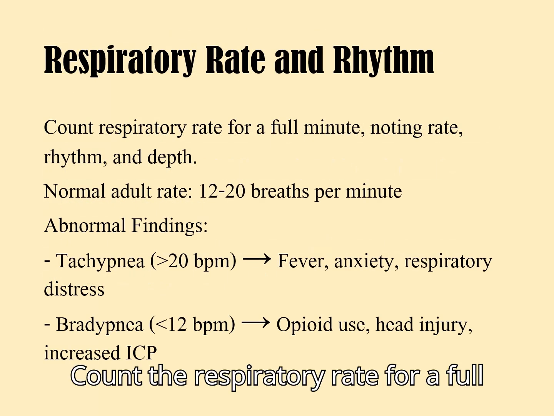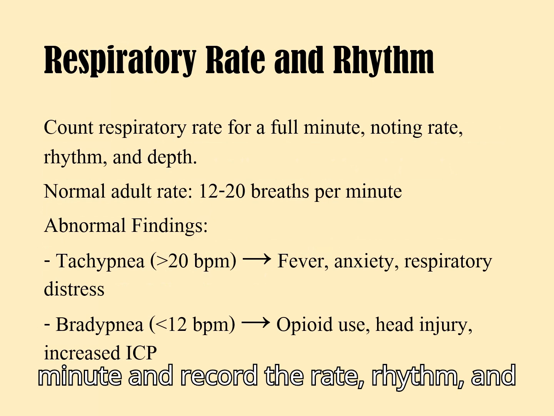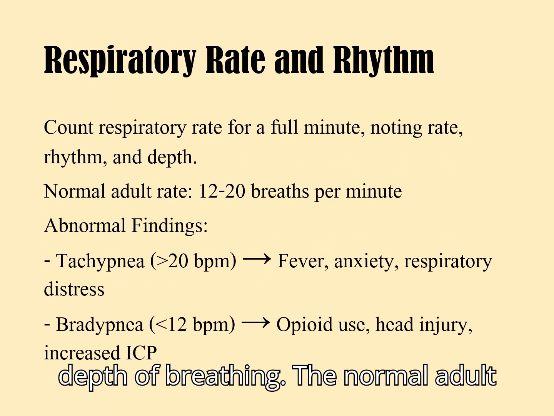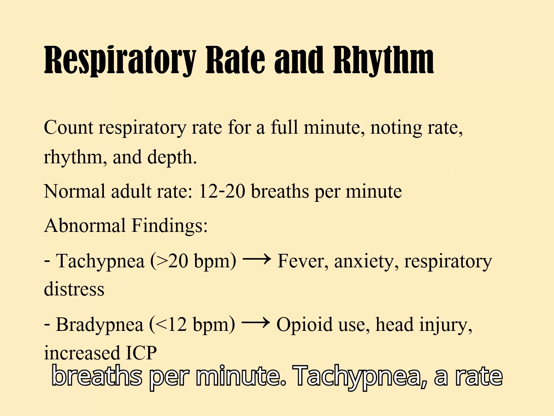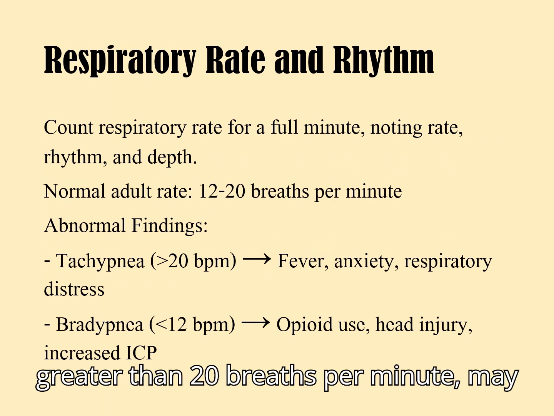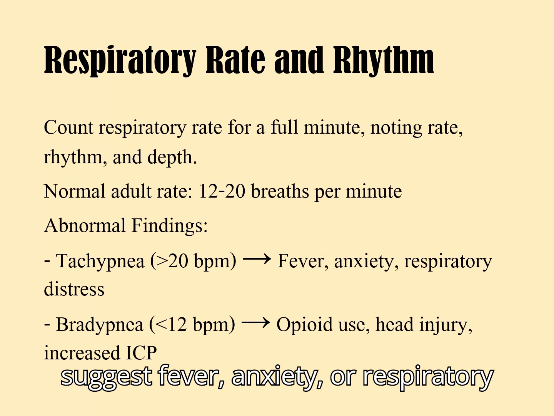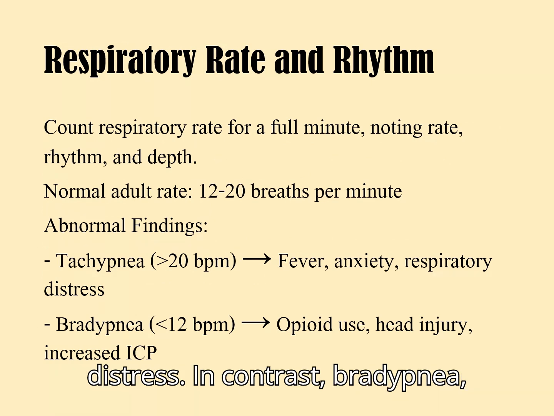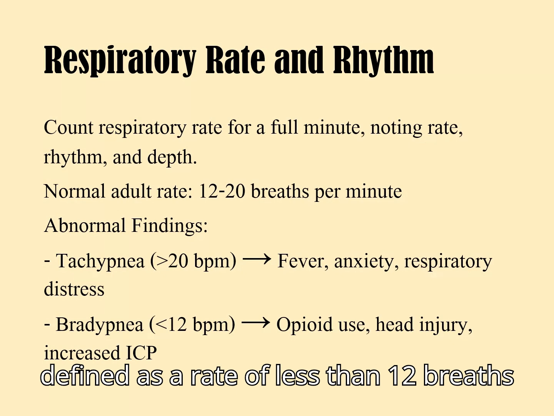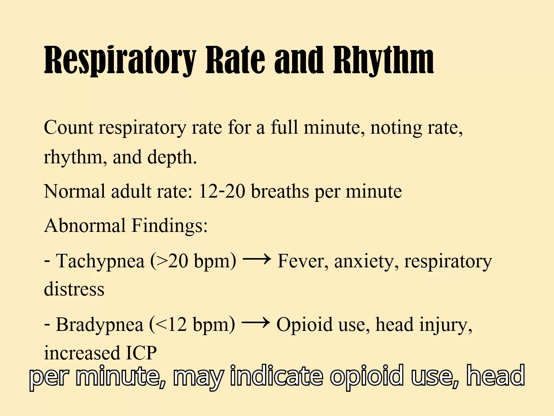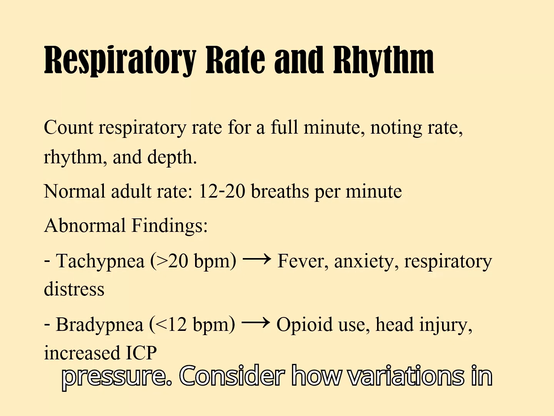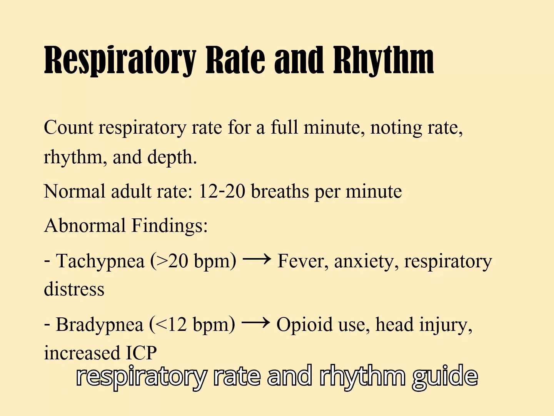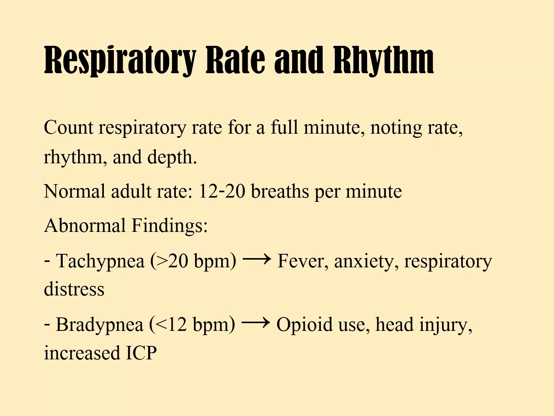Count the respiratory rate for a full minute and record the rate, rhythm, and depth of breathing. The normal adult respiratory rate ranges from 12 to 20 breaths per minute. Tachypnea, a rate greater than 20 breaths per minute, may suggest fever, anxiety, or respiratory distress. In contrast, bradypnea, defined as a rate of less than 12 breaths per minute, may indicate opioid use, head injury, or increased intracranial pressure. Consider how variations in respiratory rate and rhythm guide clinical decisions.